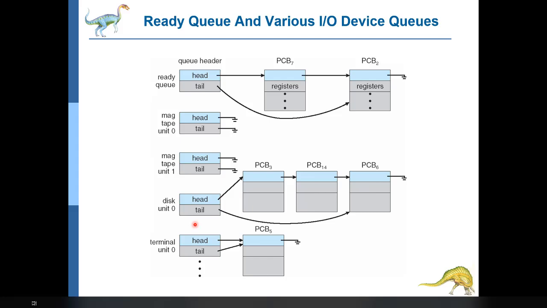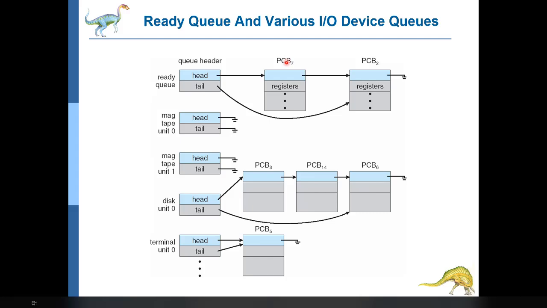You can see that this queue, or in fact all of these queues, have been implemented as a linked list, which has a header and a tail. The head points to the first one in the queue and the tail points to the last one. In this ready queue, there are only two processes.